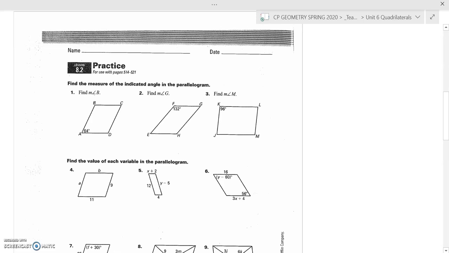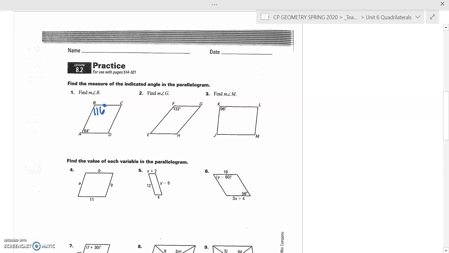Well, we know that consecutive angles are supplementary. So angle B is consecutive to angle A. So then I know that angle A and angle B are supplementary. They are also same side interior angles. So therefore, the measure of angle B is going to be 116. And I'll put my degrees in there.